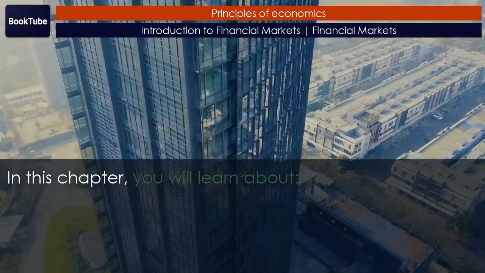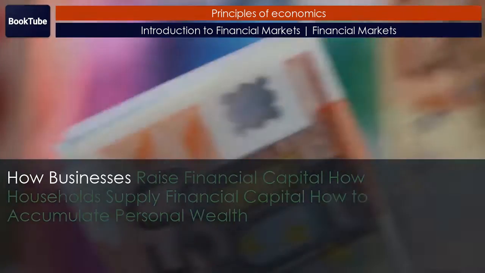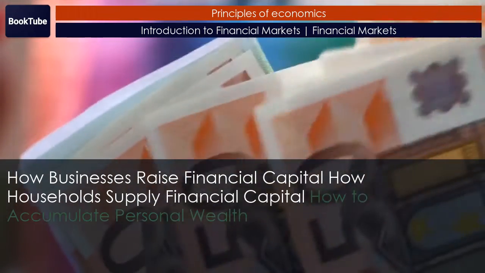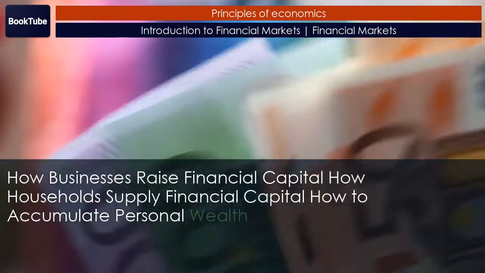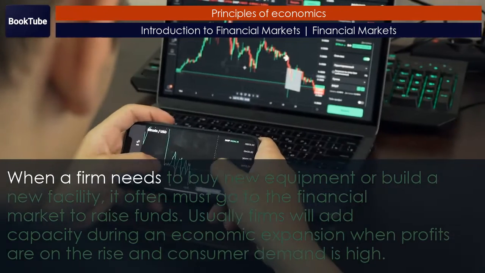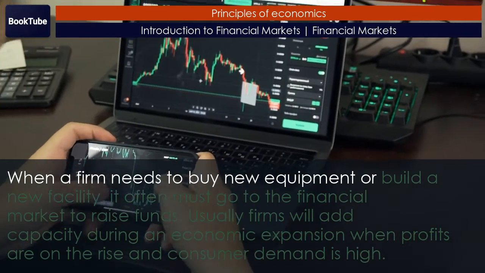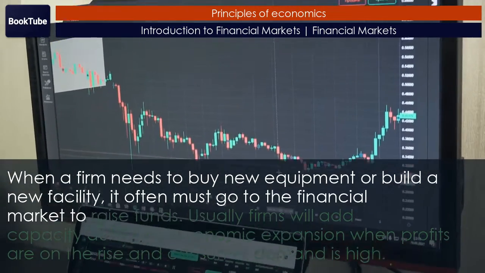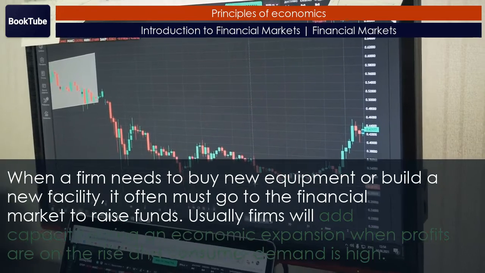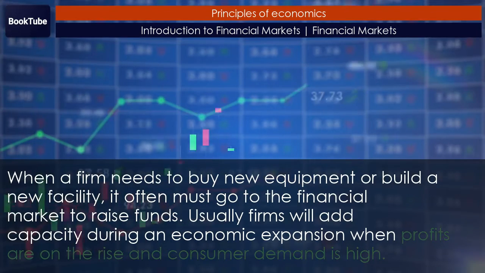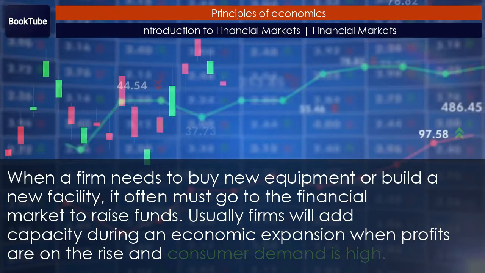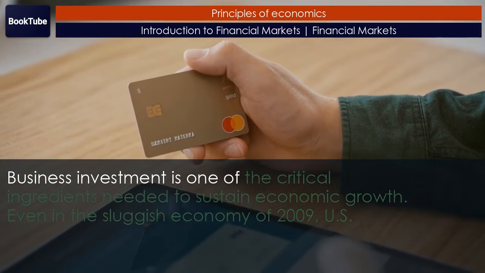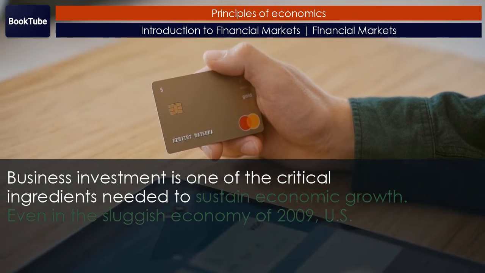Introduction to financial markets. In this chapter, you will learn about how businesses raise financial capital, how households supply financial capital, and how to accumulate personal wealth. When a firm needs to buy new equipment or build a new facility, it often must go to the financial market to raise funds. Usually firms will add capacity during an economic expansion when profits are on the rise and consumer demand is high. Business investment is one of the critical ingredients needed to sustain economic growth.